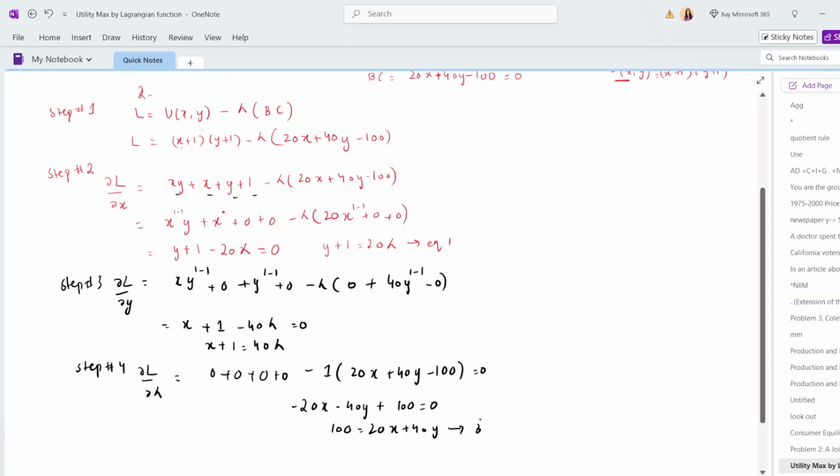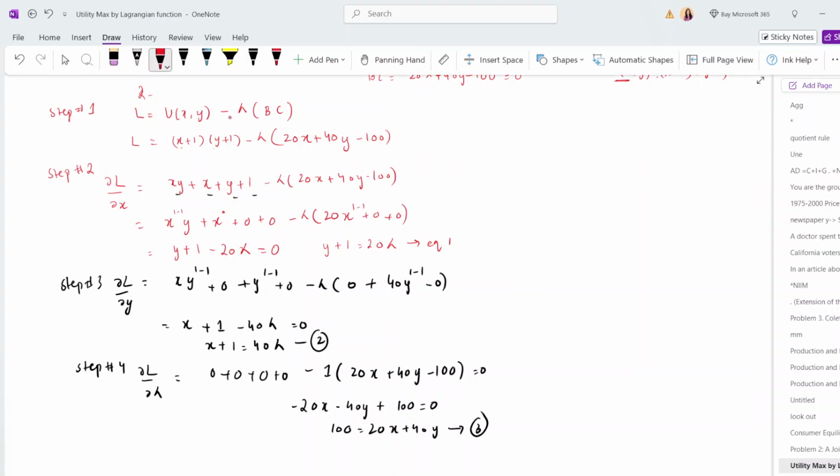Let's call it equation 3. This was our equation 2. All right, let's sort equation 1 and 2 from here and try to find one value of x with respect to other to make things easier to understand.